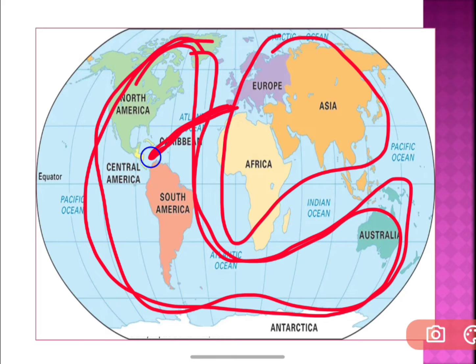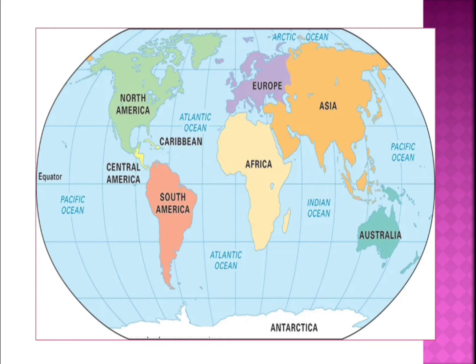Yesterday we also learned that Europeans were very interested in trading with India and China. China was famous for its silk, and India was famous for its precious stones and spices. Europeans found it very difficult to trade with India and China through the Silk Route. Yesterday we saw the Silk Route, isn't it, children? Through that Silk Route, they found it very difficult.